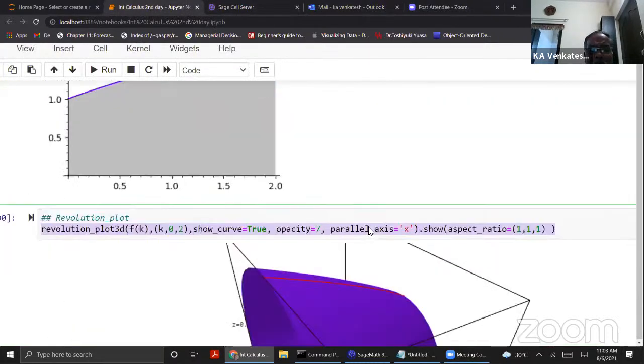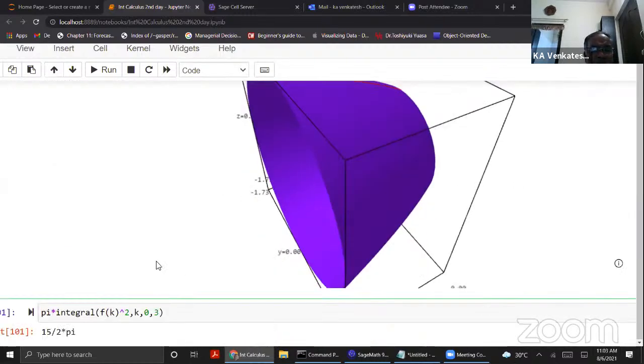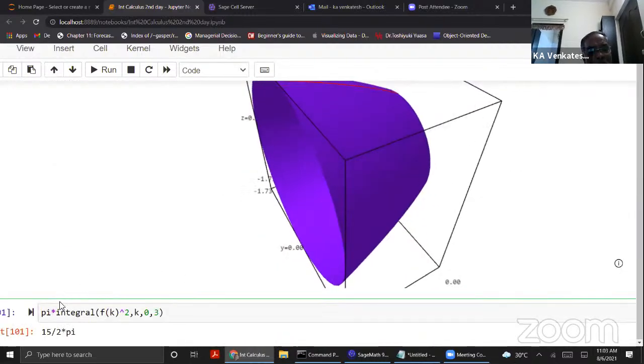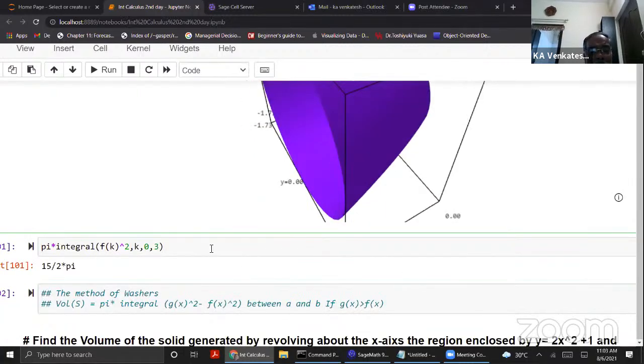So now you have this. What is the formula? If you use pi into the integral of f of x whole square, the formula is pi integral a to b f of x whole square. That is the first formula when you are using it. We multiply by pi. Between the limits 0 and 3, we get 15 by 2 pi. So this is one. Now the volume is given.